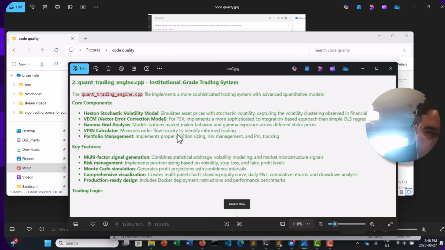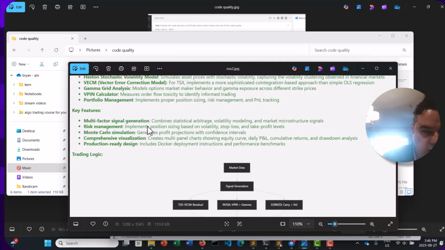Measures the order flow toxicity to identify and inform trading. It comes back to the option chain data I talked about. Portfolio management, proper position sizing, risk management, and P&L tracking. Key features: signal generation combines statistical arbitrage, volatility modeling, and microstructure signaling.